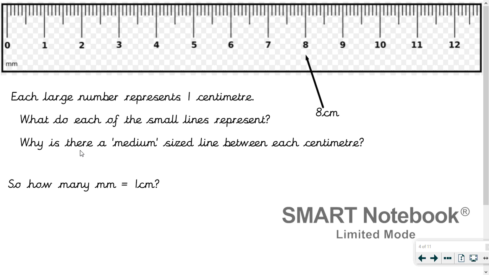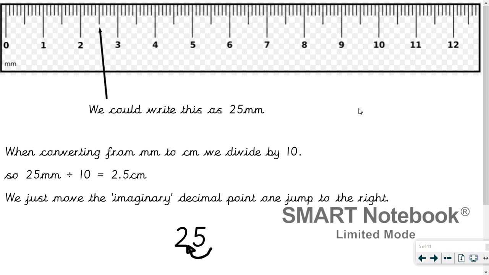Now, as for how many millimetres are in a centimetre, we can start from 0 and then just count up. 1, 2, 3, 4, 5, 6, 7, 8, 9, and then 10 would take us to a centimetre. So we're 10 millimetres for every 1 centimetre. Hopefully you just remember that and you know that. If you didn't, there we go, 10 millimetres to a centimetre. So we could write this arrow that's pointing here as 25 millimetres. It's 2 centimetres on something, but we could write it as 25 millimetres because there's 25 lines until we get there.